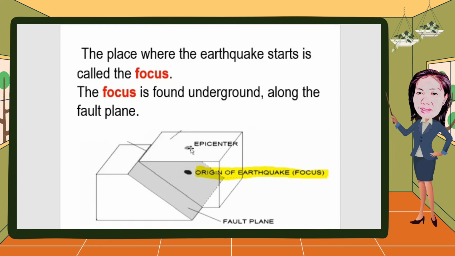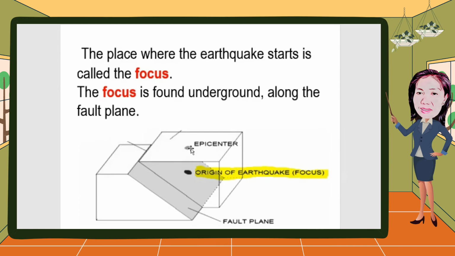So when the news says that the epicenter of the earthquake is in Davao City. What does it mean? That the first movement of the earthquake occurs underground of Davao City. Okay? The epicenter is in the Earth's surface, the spot directly above the focus. That's the difference between the focus and the epicenter.